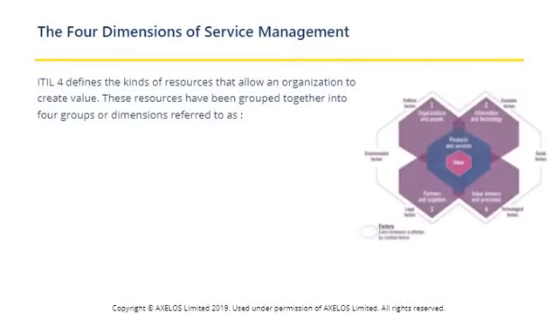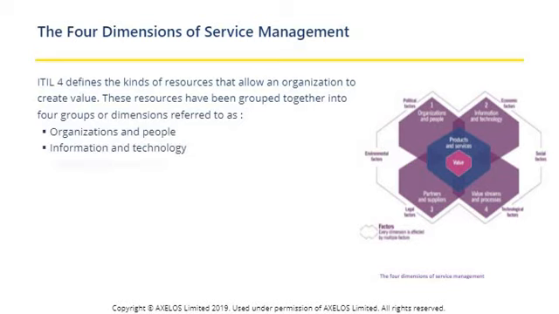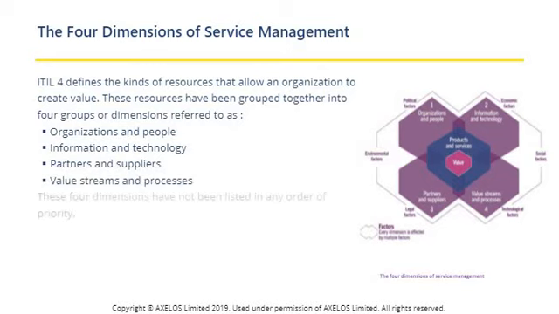ITIL 4 defines the kinds of resources that allow an organization to create value. These resources have been grouped together into 4 groups or dimensions, referred to as organizations and people, information and technology, partners and suppliers, the value streams and processes. These 4 dimensions have not been listed in any order of priority. The 4 dimensions of service management support a holistic approach to service management, and are relevant to and impact upon all elements of the ITIL SVS.